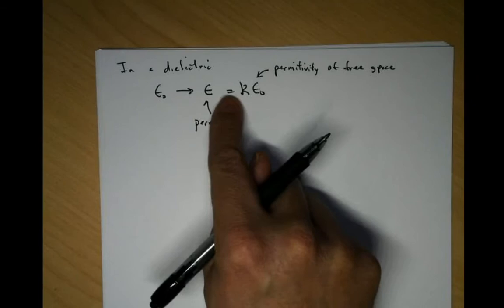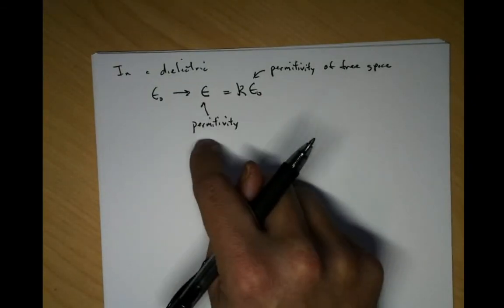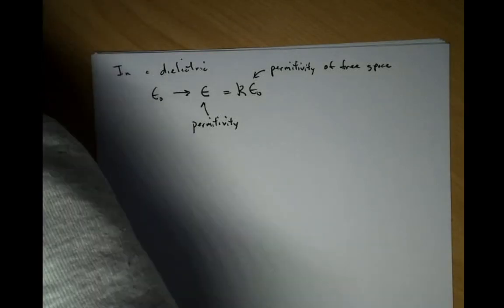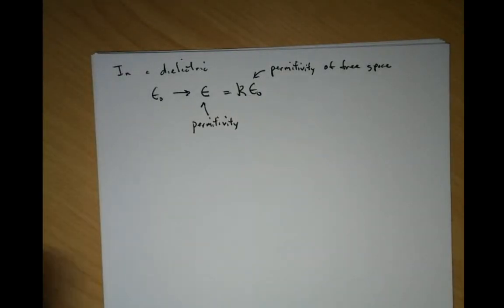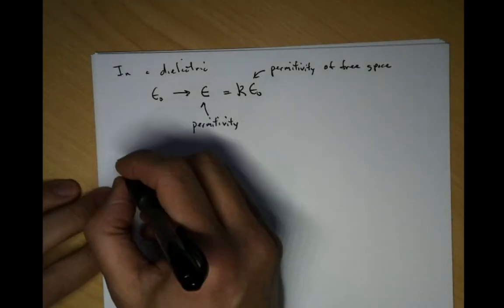So anywhere you see in a dielectric, you can replace literally epsilon 0 with epsilon, the permittivity, and then get the right answer, as long as you know the scale. Okay. So let's talk a little bit about how these things work exactly. All right? So how do they work on a molecular basis?